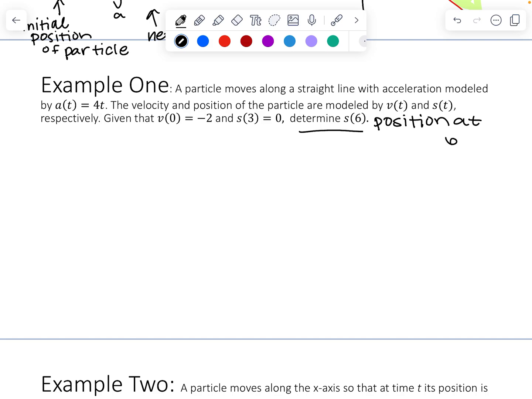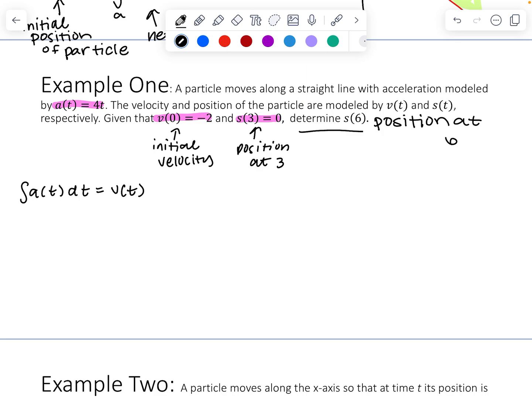And we're given acceleration, and we're also given these two pieces of information. So what does v of 0 equals -2 mean? That's our initial velocity because it's at 0. And then this is just the position at 3. So we've got to get all the way to the position function, and we are starting with the acceleration function. The way this helps us out is that the antiderivative of the acceleration is equal to the velocity. So I'm going to start by taking the antiderivative of acceleration.